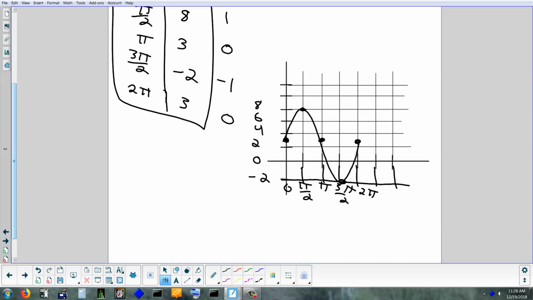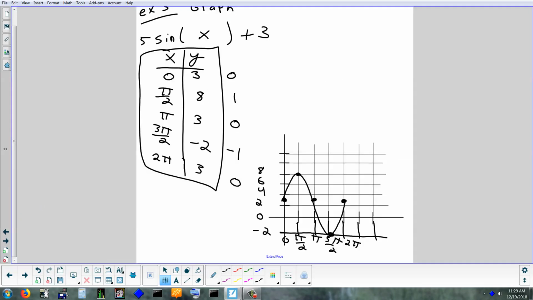Okay, what's the amplitude of that graph? 5. Yep. And there's a difference between the maximum value and the amplitude. What's the maximum value in this problem? Sam? 8. So the highest value it ever hits is 8, but the amplitude would be, if you put a line in right there, measure the distance from the center line to the highest point. So 3 to 8, that's 5.